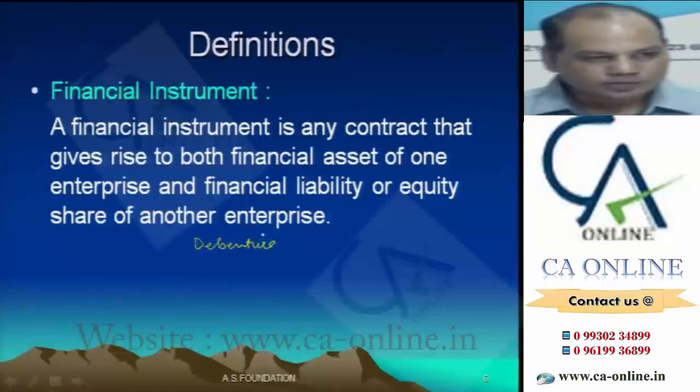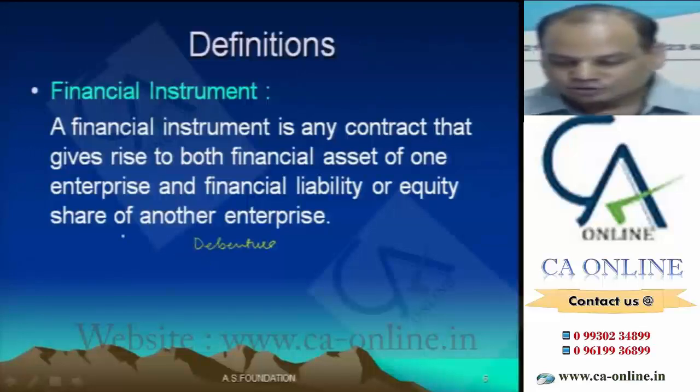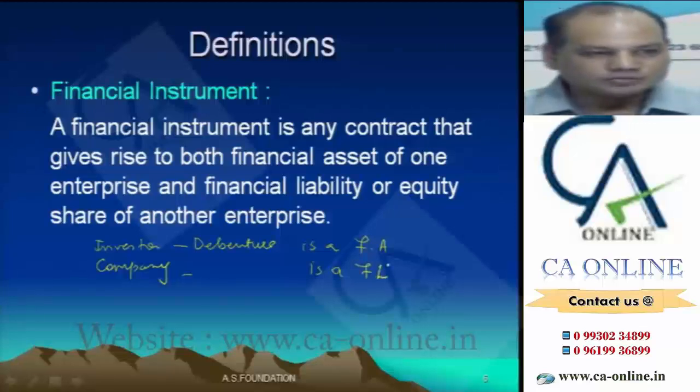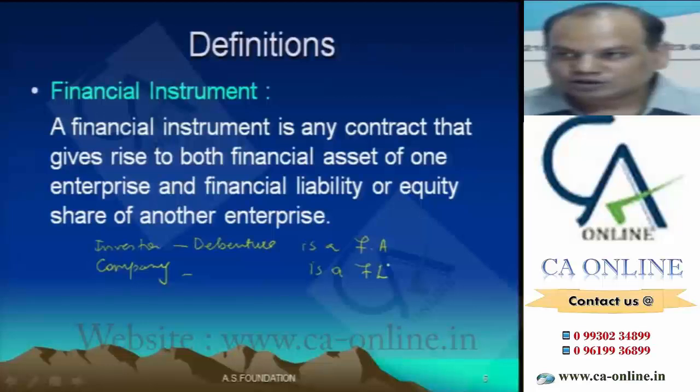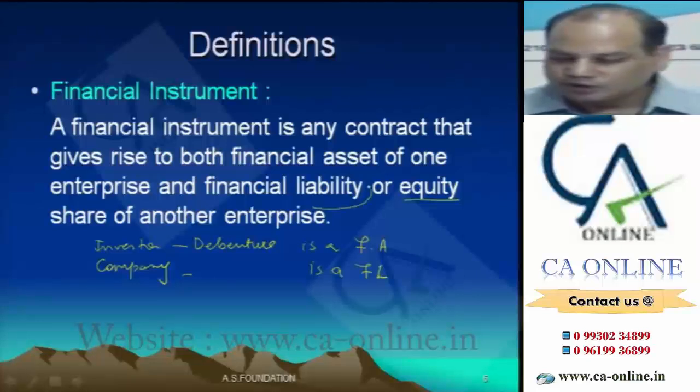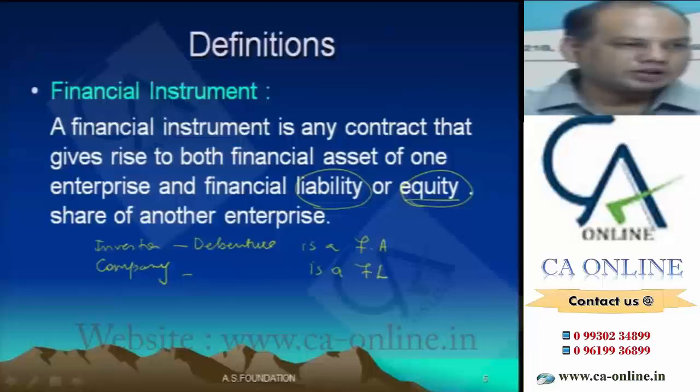Now there are 2 parties in debenture. One which has purchased the debenture, invested in the debenture. So for the investor, debenture is a financial asset. For the company, the issuing company, debenture is a financial liability. Next example, equity share. For the investor, equity share is a financial asset. For the company which has issued equity share, it is an equity. It can be a financial liability or equity of the other enterprise.